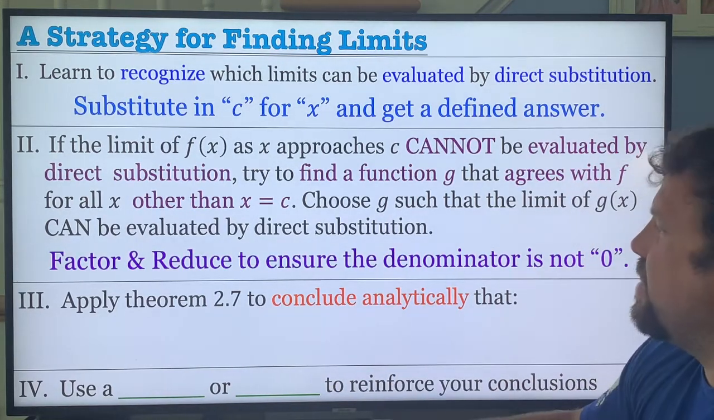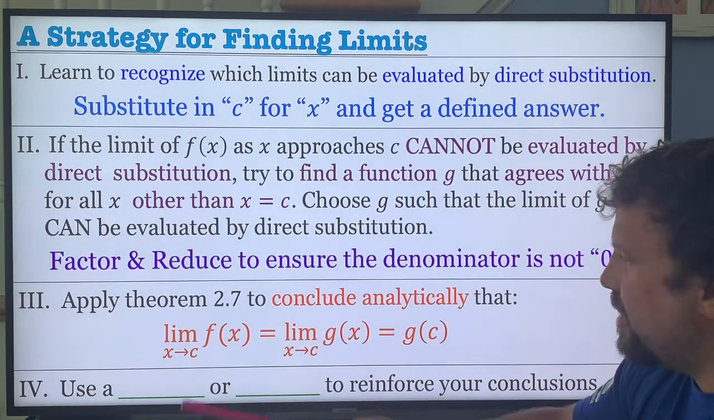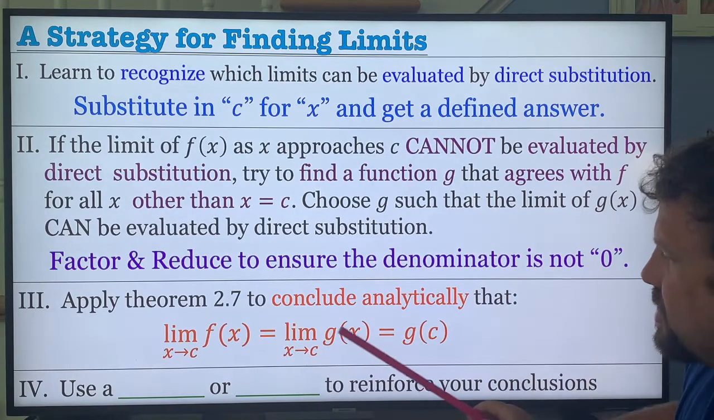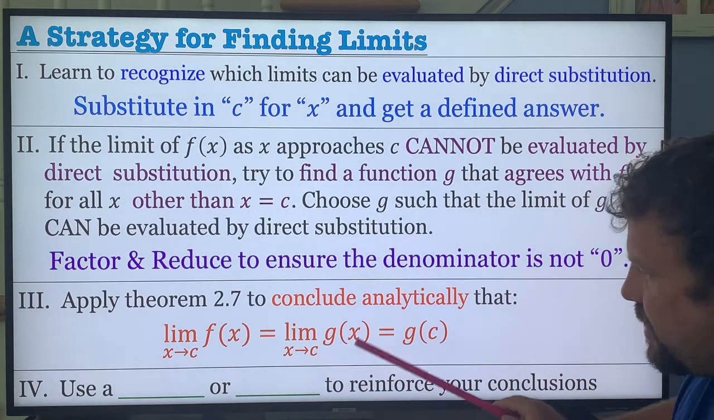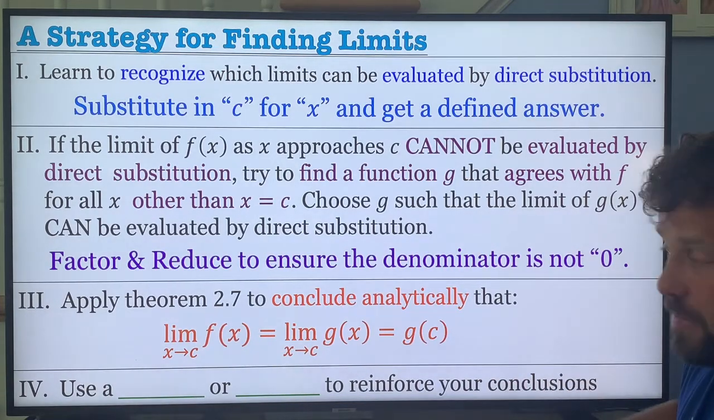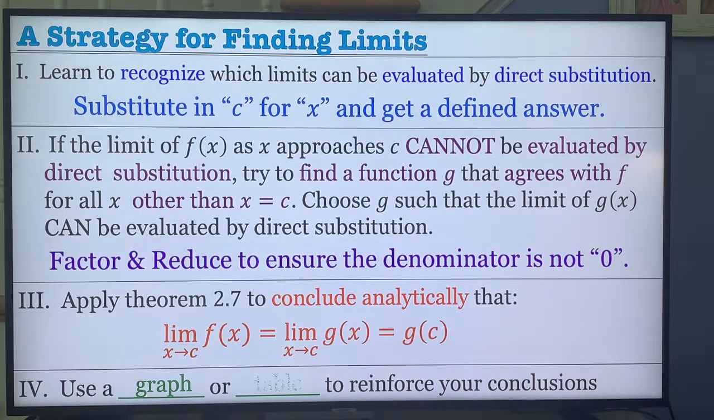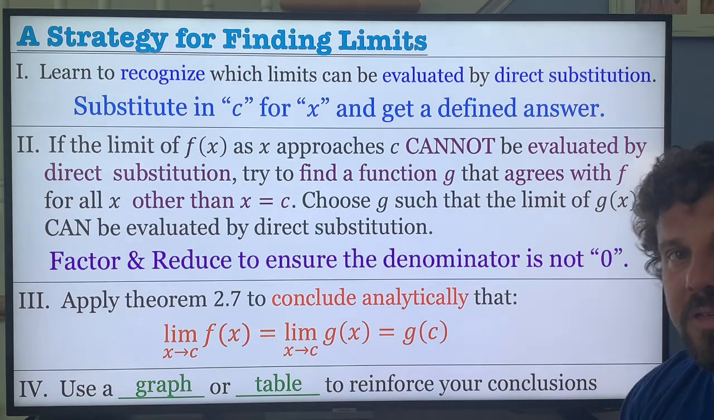Number 3, apply theorem 2.7, the one we just talked about, to conclude analytically that the limit of f of x as x approaches c equals the limit of g of x as x approaches c. G of x right here is your factored and reduced answer, which gives you g of c. And step 4, which you don't really have to do, but if you want to, you can use a graph, Desmos, or a table to reinforce your conclusions, to check your answer. All right? You can probably pop up some tables in the calculator if you want.